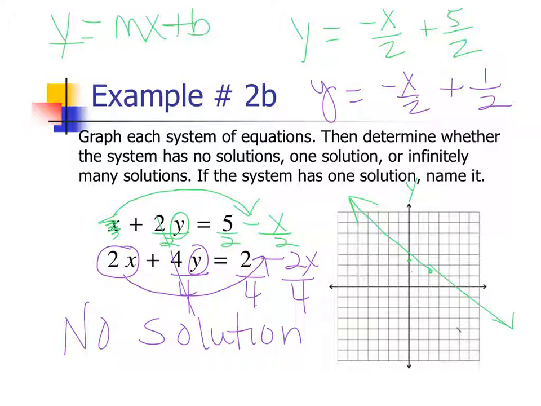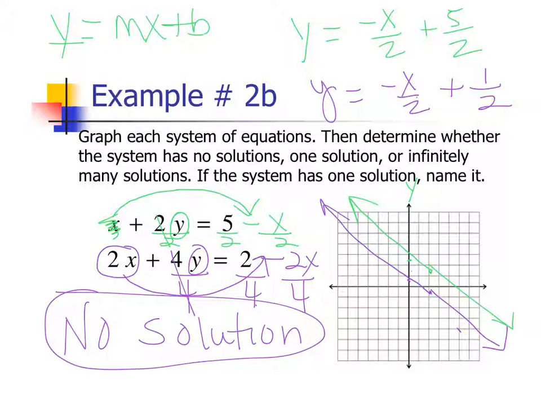And it's really hard to graph this with the stylus, so I'm doing my best. And let's graph the other one. My y-intercept is 1/2. And my slope is the same, negative 1/2. So I go down 1 and over 2. So there's what my lines look like. And because they have the same slope and different y-intercepts, I know they're parallel. That fits the definition of a parallel line. And because they're parallel, they never cross, so that means there's no solution.